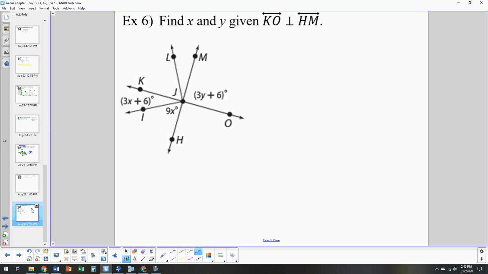The last problem we're going to talk about, we are looking at perpendicular. Remember, perpendicular means it intersects to form a right angle. So they're telling me KO, which is here, is perpendicular to HM. So this angle is a right angle. So that tells me 3y plus 6 equals 90. Right angles are 90 degrees. So I'm going to subtract 6. I get 3y is 84. And I'm going to divide both sides by 3. And I get y is 28.